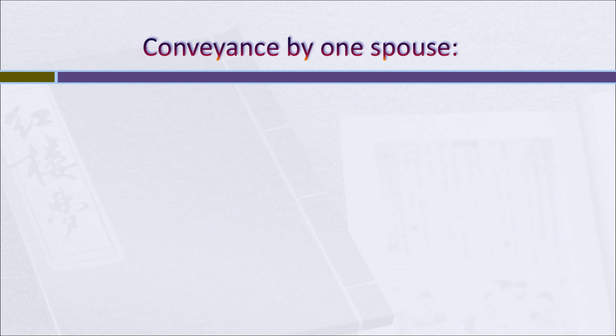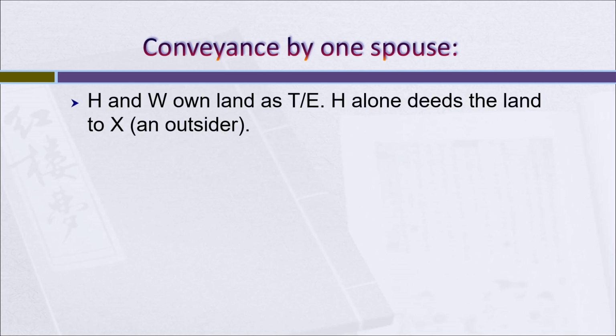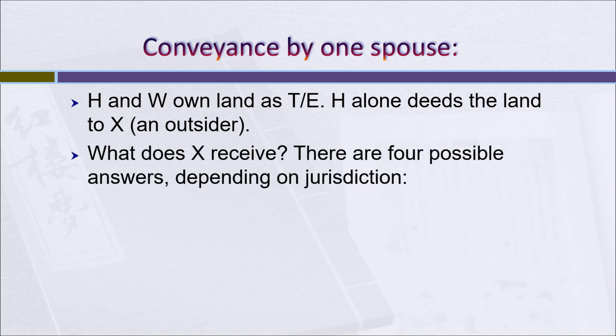The last issue we want to discuss is what happens if only one of the spouses in a tenancy by the entirety purports to enter into a conveyance. They sign a deed, for example, to a third party, or a mortgage to a bank. Well, if husband and wife own property as tenancy by the entirety, and husband alone deeds the land to X, an outsider, what does X receive? There are 4 possible answers, and they depend on the jurisdiction. In other words, the states are quite divided on this question.